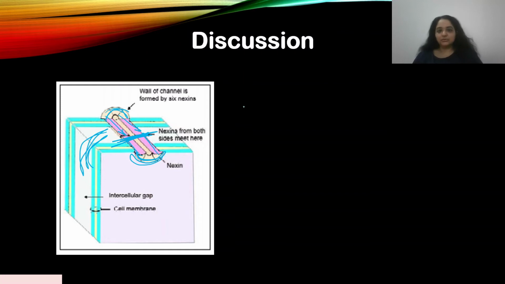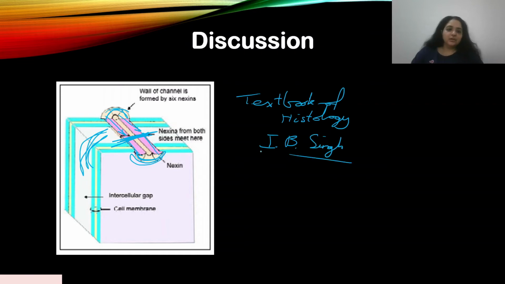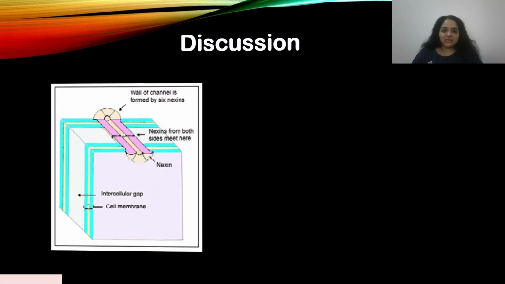If you're curious, I have taken this diagram from Textbook of Histology by I.B. Singh. You'll probably have to study it later when you're studying medicine. This diagram basically represents how the gap junction is formed between two cells in the intercellular gap region. All right, so that answers our question.